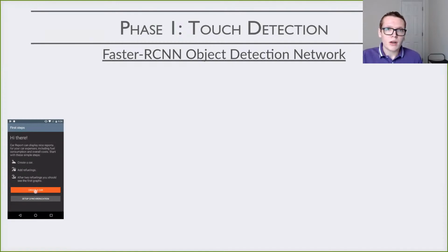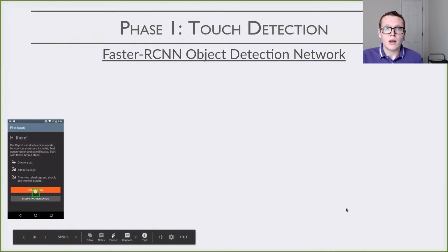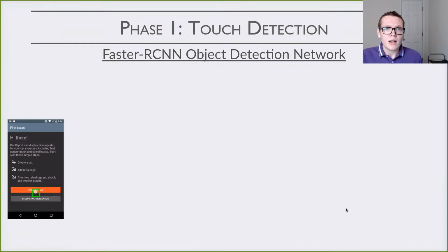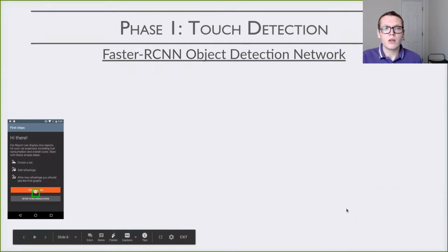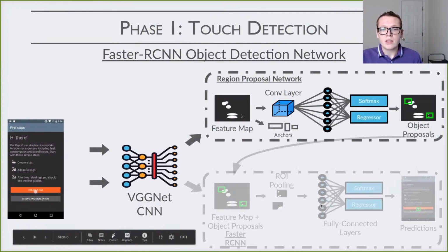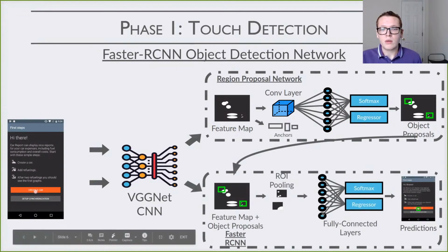To do this, V2S requires a particular developer option to be enabled that visualizes the touches that the user performs with this white circle. In order to localize where this white circle is in the frame, we use a deep neural network called the Faster RCNN Object Detection Network, where it's fed through a CNN model and run through a region proposal network, as well as some other additional steps in order to predict where on the screen the user's clicking.